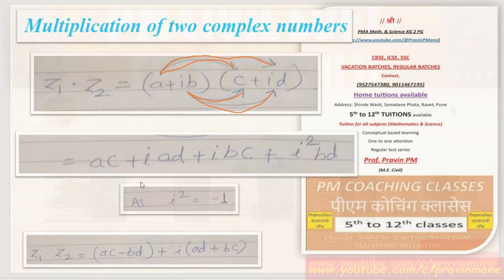So bd will make one group with the real part: ac minus bd, plus iota. Here in these two terms, iota is common, so we'll take i common. ad plus bc remains in the bracket. So z1 into z2, that is the multiplication of two complex numbers, will give a complex number. A complex number involves a real part as well as an imaginary part. So this way you should do multiplication of complex numbers.